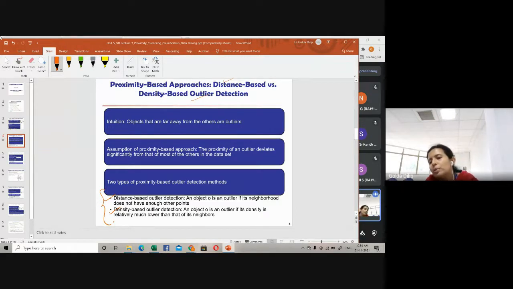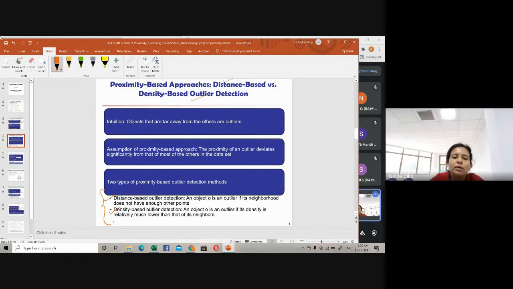And that neighborhood is being defined by its radius. A particular object will be treated as an outlier if that neighborhood does not have enough other points.